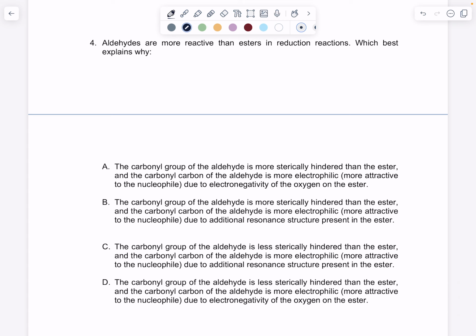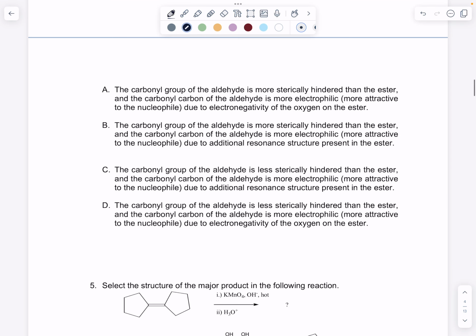Okay, aldehydes are more reactive than esters, which best explains why. So first I'm just going to look for true statements. The carbonyl group of the aldehyde is more sterically hindered than the ester. Well, if I'm thinking about an aldehyde versus an ester, definitely this group on the ester has more steric hindrance. So that's not true. So I'm going to eliminate that just on the first sentence.